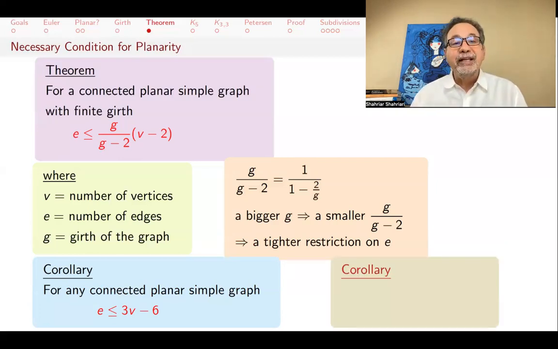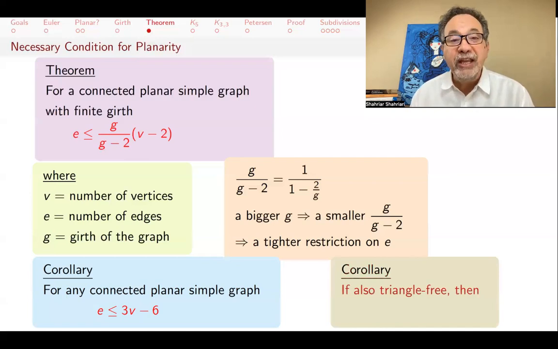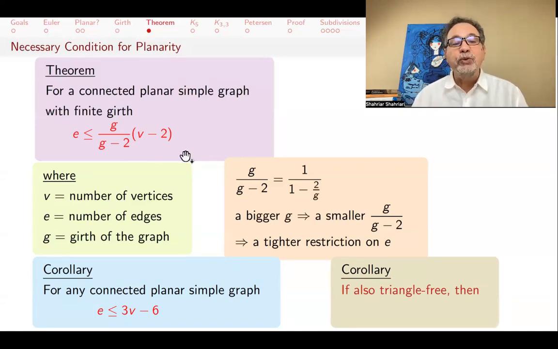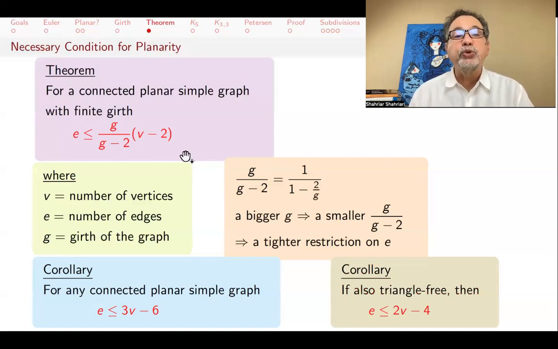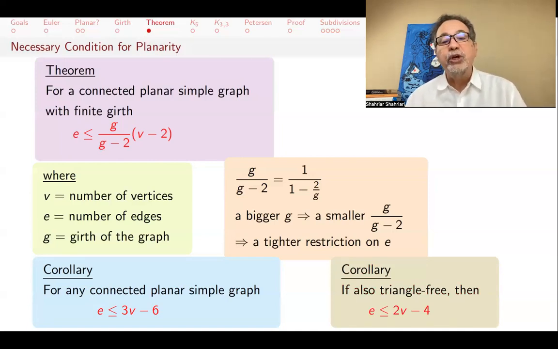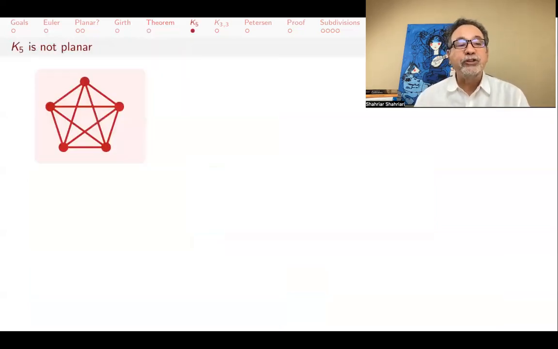The next step up is if your graph does not have girth 3, but has girth 4 or 5 or 6, which means it doesn't have any triangles. If you have a triangle-free connected planar simple graph, then you know that G is at least 4. And if you put 4 there, you get that the coefficient is 2, and you will get that the number of edges is less than or equal to twice the number of vertices minus 4, 2 times (v minus 2), which is 2v minus 4. This is a theorem that we want to prove, but let's first try to see what we can do with it if we do prove it.